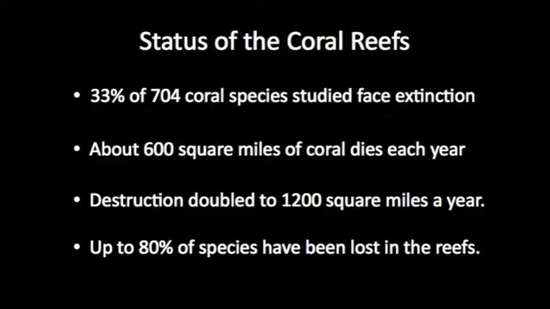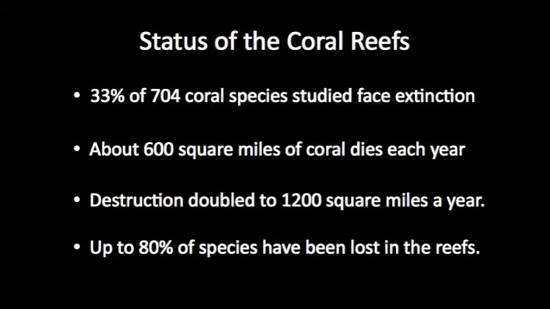Even though coral reefs are such an important part of Earth's ecosystem, they face great danger. For example, of the 704 coral species studied, 33% of them face extinction due to global warming. Since 1968, about 600 square miles of living coral has died each year in the Pacific Ocean. Now, after 1995, coral reef destruction has doubled to 1,200 square miles a year. In some reefs, this has resulted in 80% loss of native species, a number that should not increase.